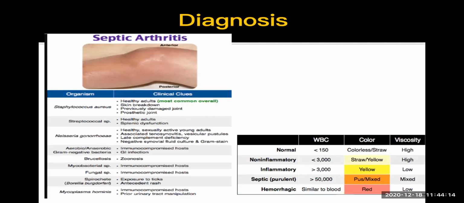If streptococcal organisms are responsible or the causative agent, then again the person may be a healthy adult, and there may be splenic dysfunction. Very important term. The spleen is not working properly. So what are the causes of splenic dysfunction? Anybody? What are the causes? Yes? Autosplenectomy. Very good, Rana Atisam. It's autosplenectomy, which is seen in sickle cell anemia.